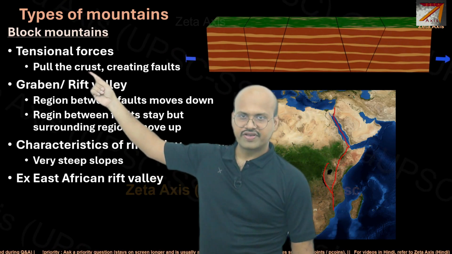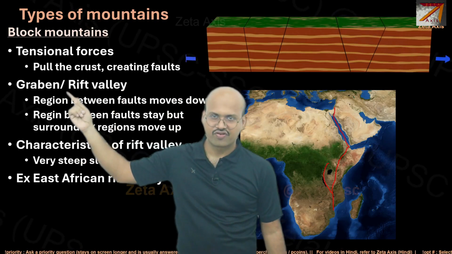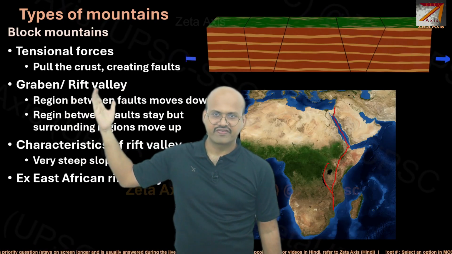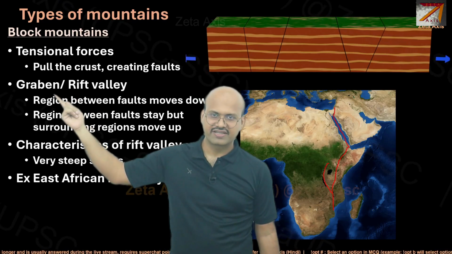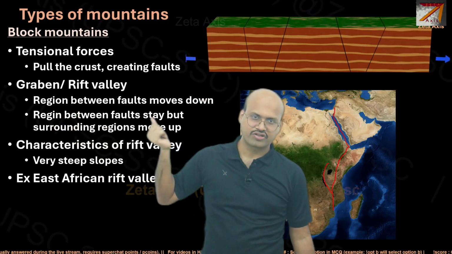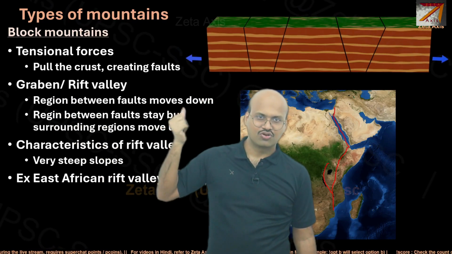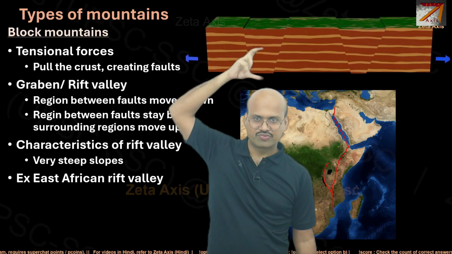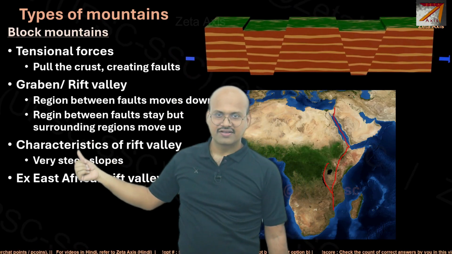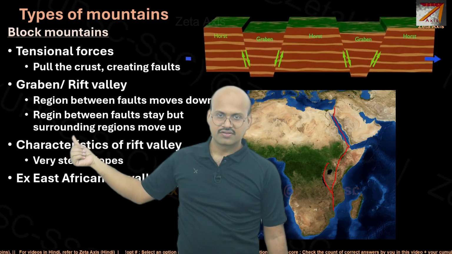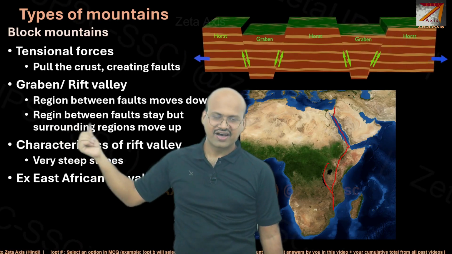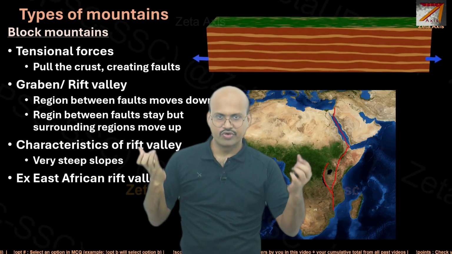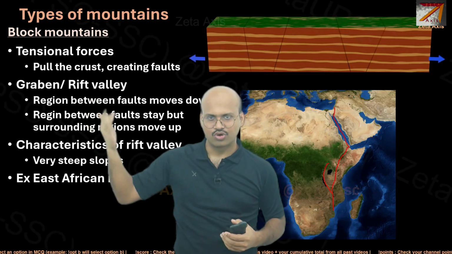So we have seen that tensional force pulls the crust, creating faults, graben, rift valley. Earlier we saw about the horst. Now we will see the rift valley, the region between the faults moving downwards. So the rift valley is basically the region which is moving downwards, and another way of forming a rift valley is that the region is stationary but the surrounding region moves up. It can be formed in both these ways.